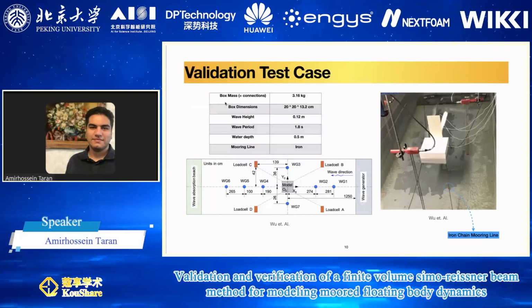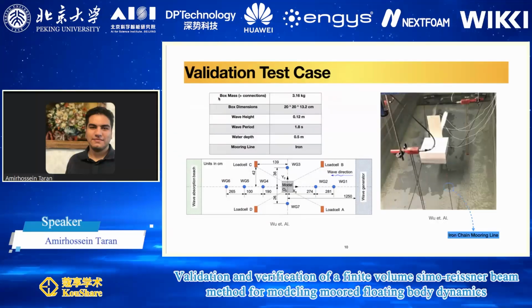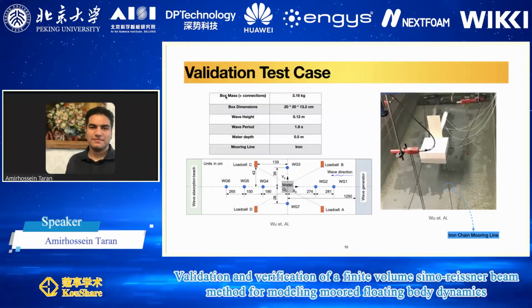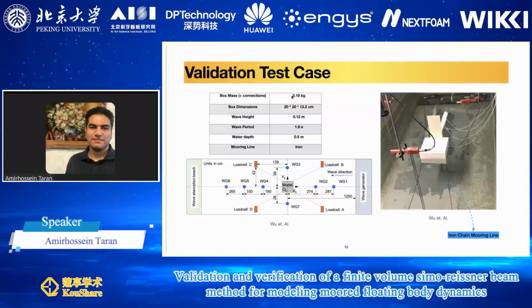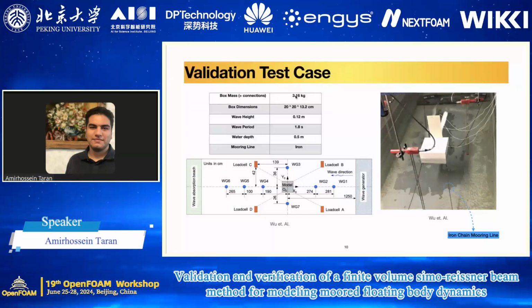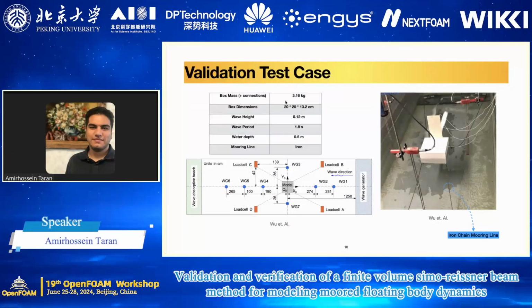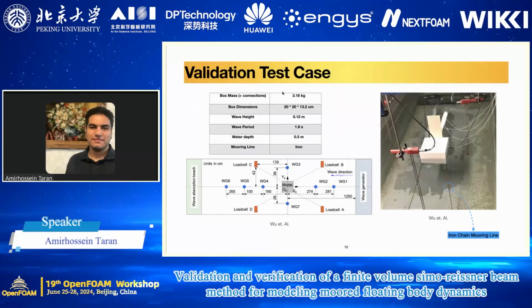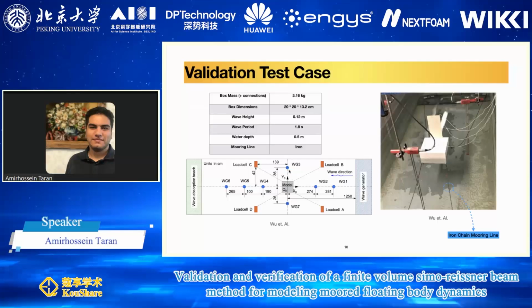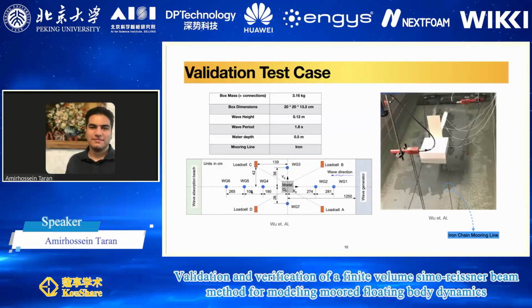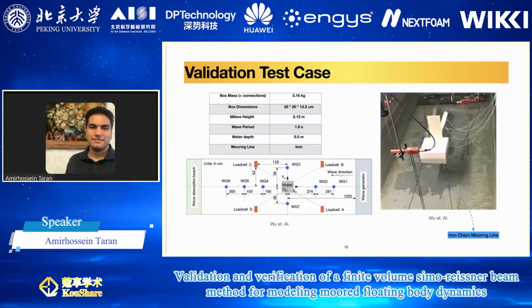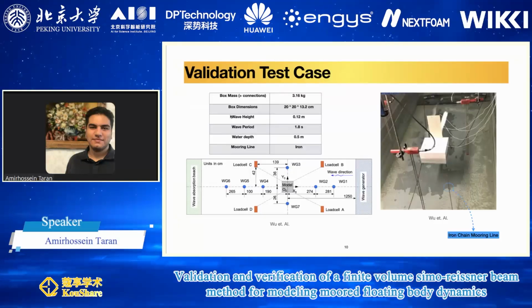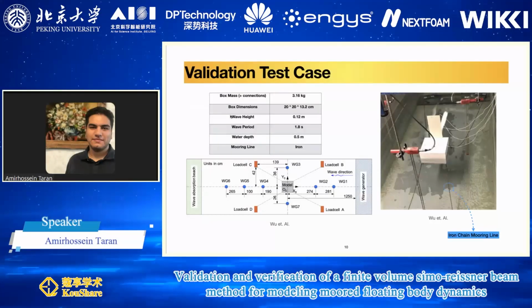Also, you can see the experimental properties of the box. For example, the box mass is just to give you an idea of what the mass and the dimension of the box are. You can see that this is the dimension and this is the mass for the box, plus these iron chain connections. Also, based on the wave gauges attached in this experiment, we determined the wave type, which we generated using the built-in OpenFOAM wave generator.